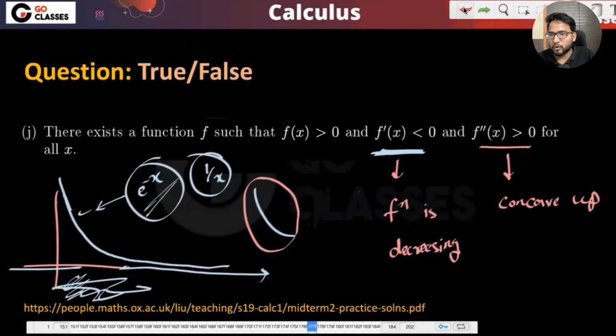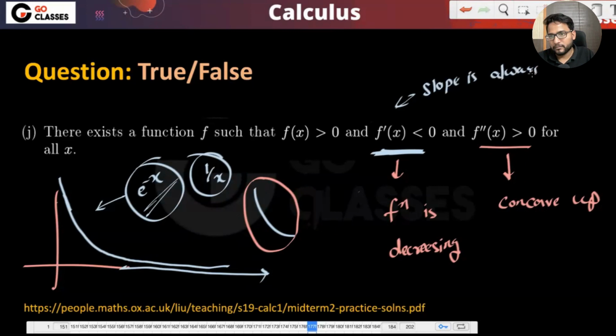No, f x is not the slope. f dash x is the slope. f dash x less than 0 means the slope is negative, always negative. Sorry, slope is negative means the function is decreasing. So let's not worry about the slope and all. f dash x less than 0 means the function is decreasing. I hope you understood how we are formulating such an example. The idea here was that if f double dash x is greater than 0, then first I made something like this.